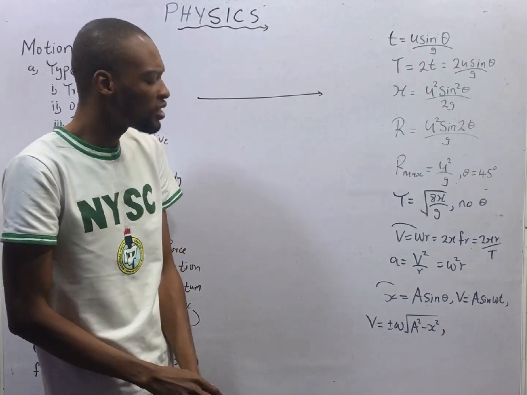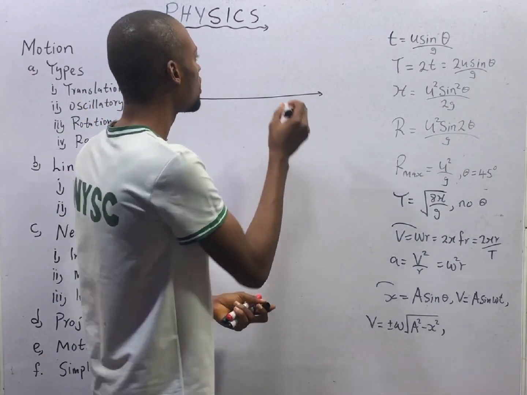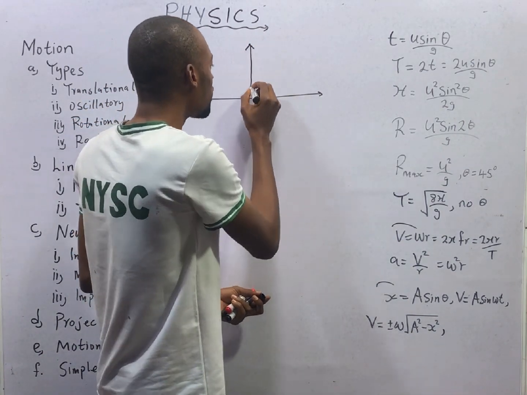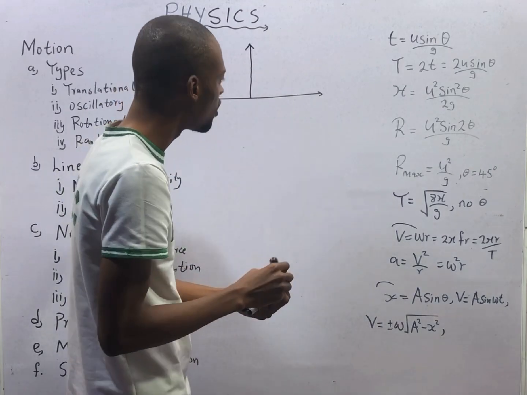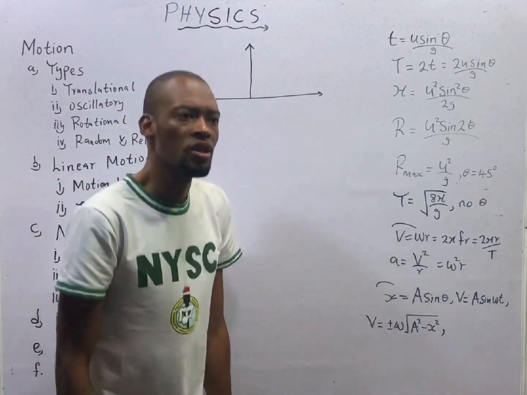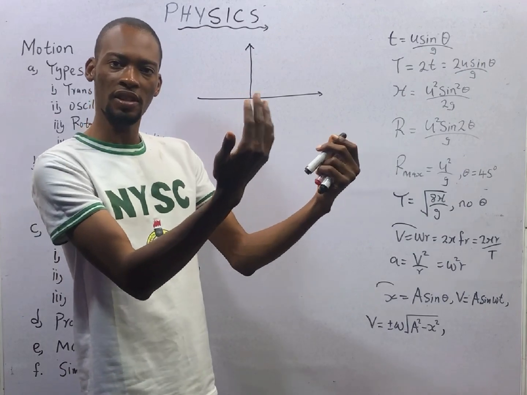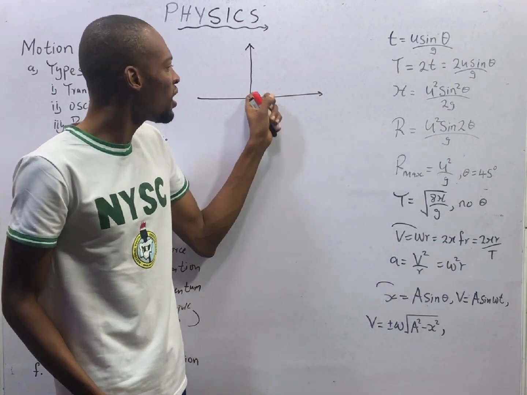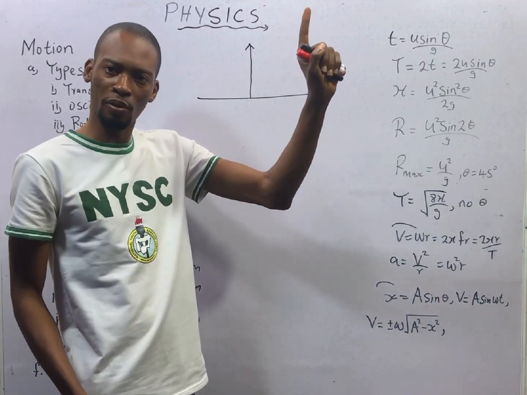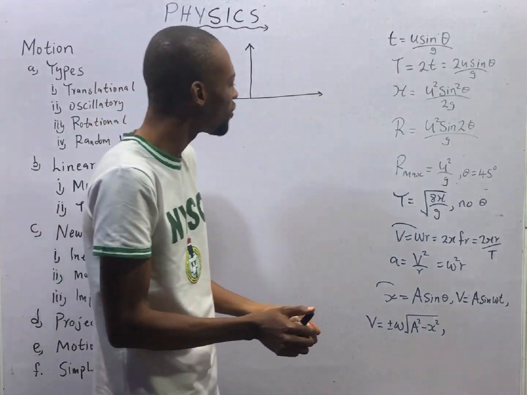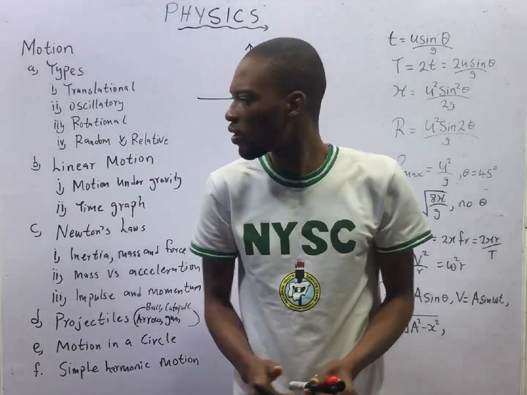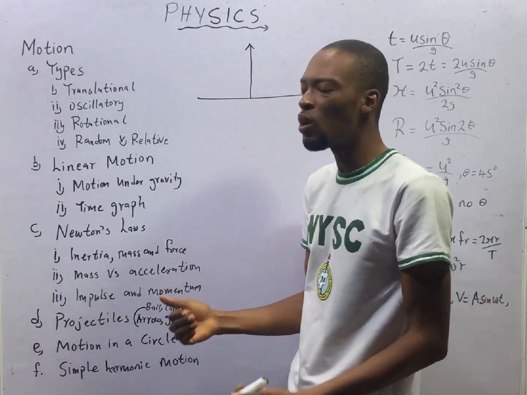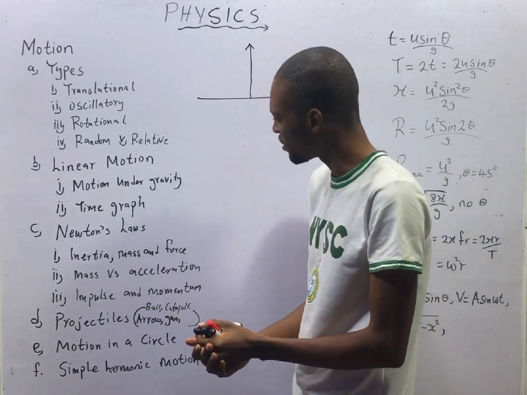Now, there is a situation where a body is moving vertically upward like this. If you are going up, you are against gravity. If you are coming down, gravity is favoring you. When a body is launched vertically upward, we say that the motion of that body is motion under gravity. And what happens in motion under gravity?